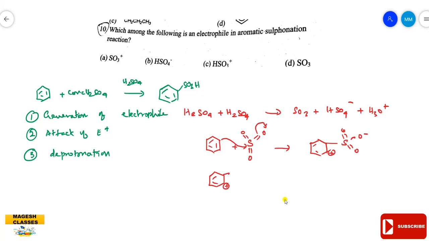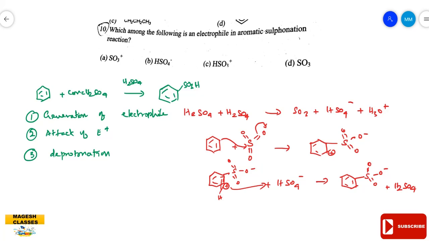Here the positive charge is present, with O minus and double bonds to O. It is deprotonated by the bisulfate ion, which takes one hydrogen atom from here. You get this product, and sulfuric acid.